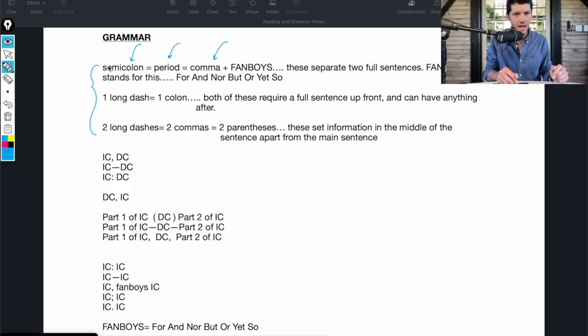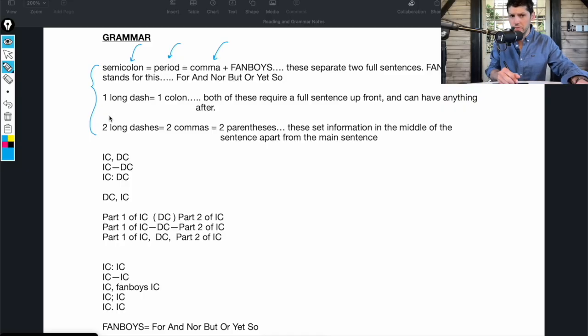There's a little bit of a caveat for that with the semicolon and a caveat for comma fanboys. I'll talk about those in a second. But all I mean by caveat is an exception. There's an exception to each of those rules. But generally speaking, those 3 things are equivalent.